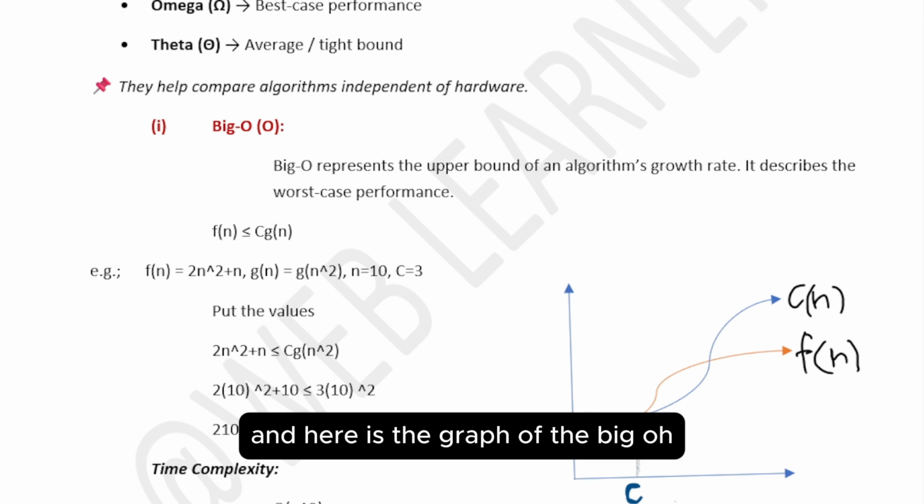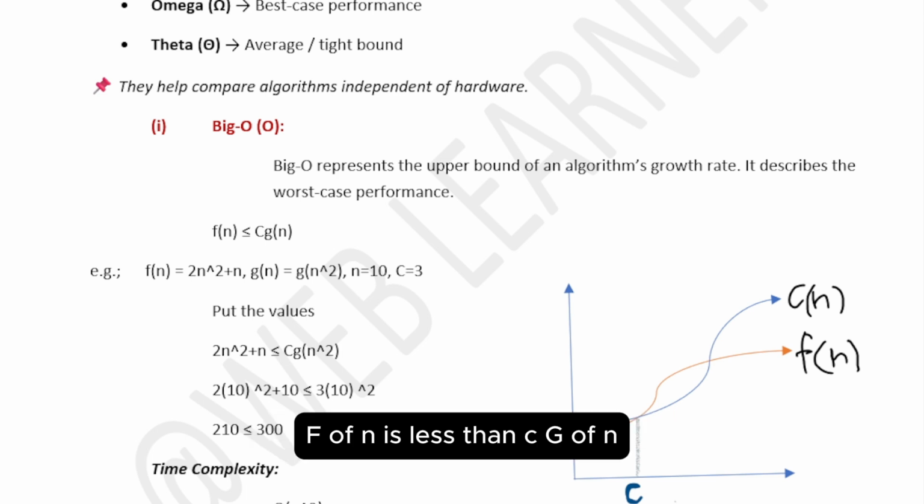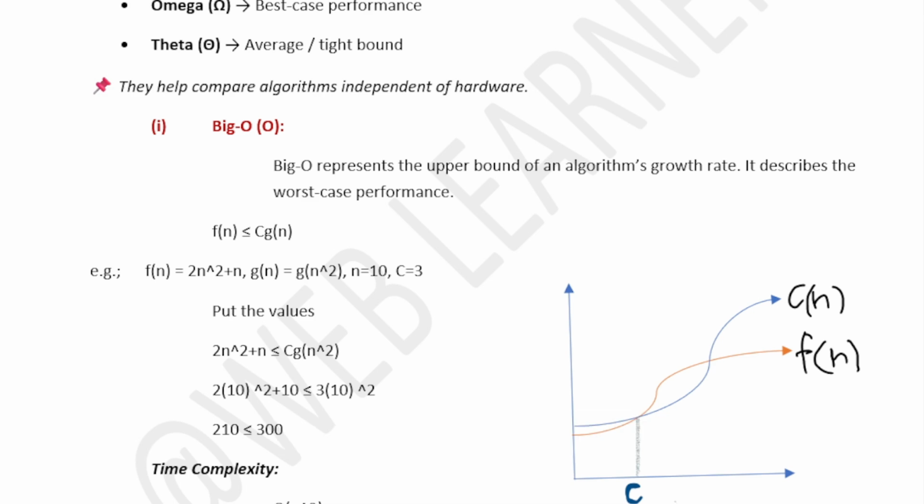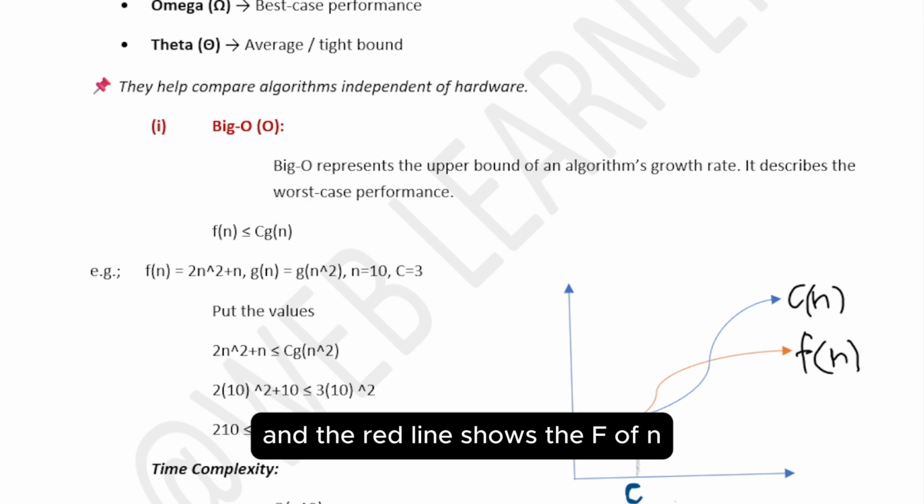And here is the graph of the big O. F of n is less than c g of n. The blue line shows the c g of n, and the red line shows the f of n.